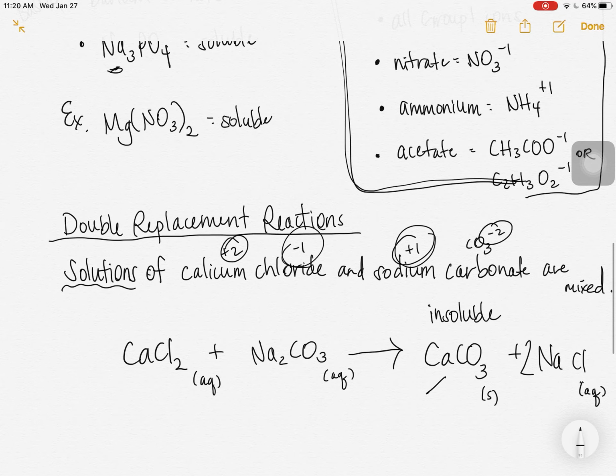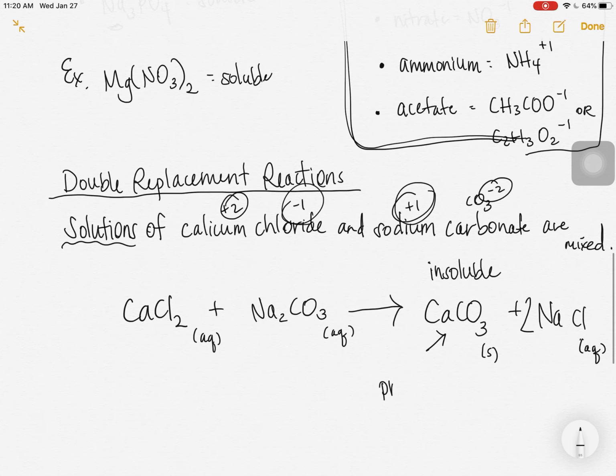It's going to be a solid. And so this is defined as the precipitate. Okay, that's solid that formed from the 2 aqueous reactants. Okay, this is the precipitate. Okay, so that is a double replacement reaction. It's also referred to as a precipitation reaction because it produced a precipitate.